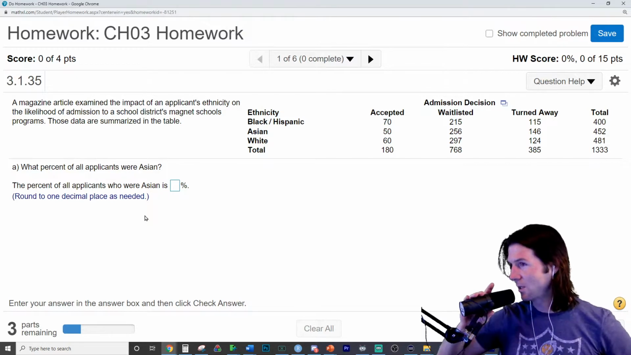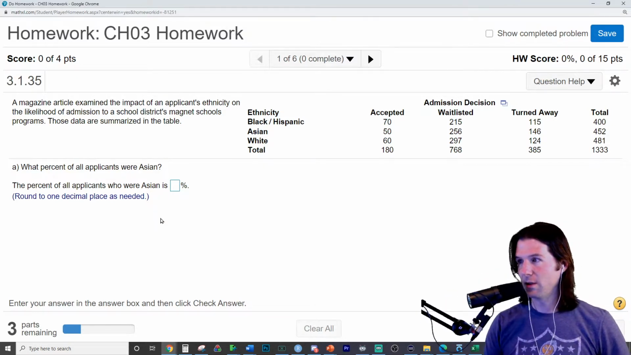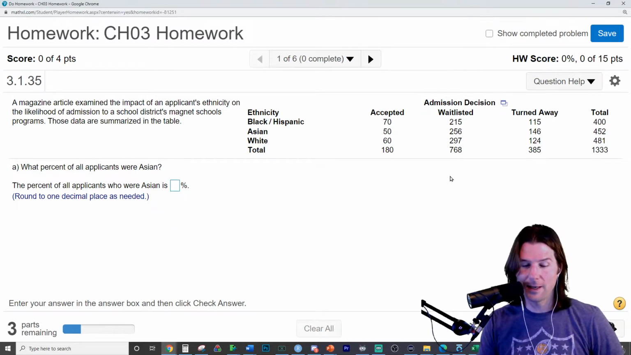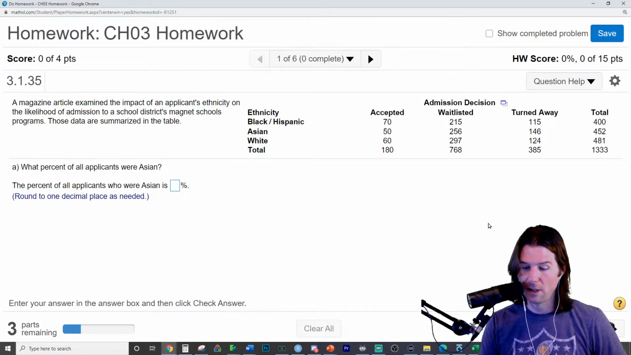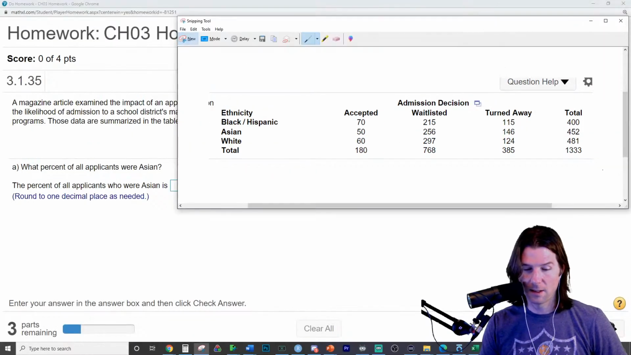Let's get serious with this contingency table. You ready? Here we go. The percent of applicants who are Asian. So this is going to be just kind of an overall percentage right here. Actually, it is a marginal display because we go over here to Asian and you're only looking at this margin. So let me highlight this by copying it.